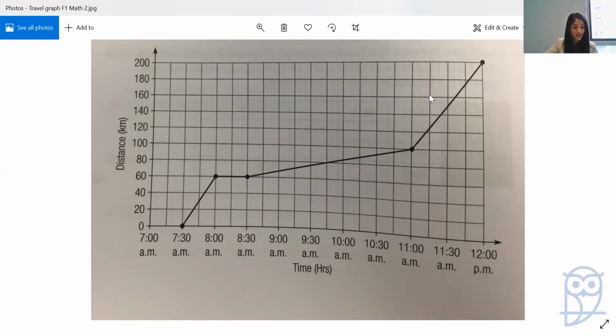Number 6 says, the average speed is calculated by dividing the total distance traveled by the total time taken. Calculate their average speed during the 2.5 hours. How would we go about doing that? I'm going to clear out my board so I can show you how we go about doing that. So the average speed is calculated by dividing the total distance traveled by the total time taken. Calculate the average speed during those 2.5 hours.